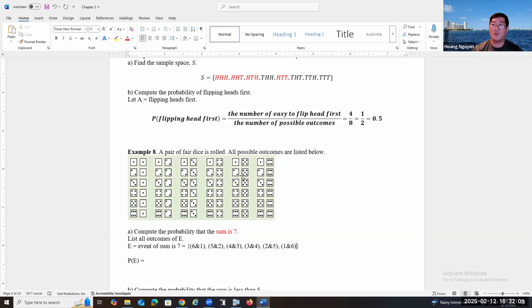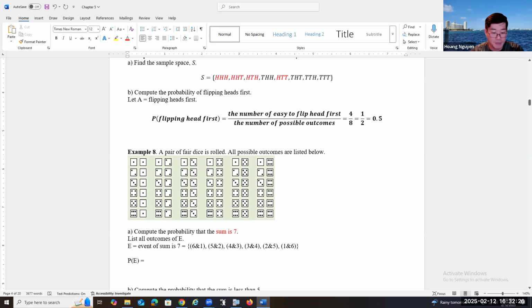So those are the possible ways that we can get the sum of 7: 6 and 1, 5 and 2, 4 and 3, 3 and 4, 2 and 5, 1 and 6. So those are the sums of 7. We have 1, 2, 3, 4, 5, 6.